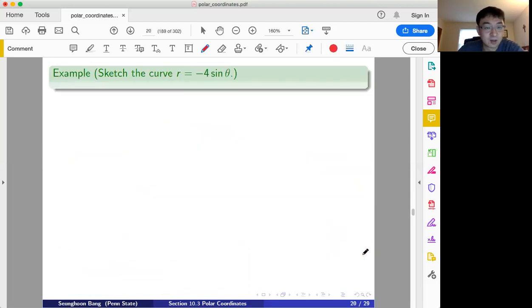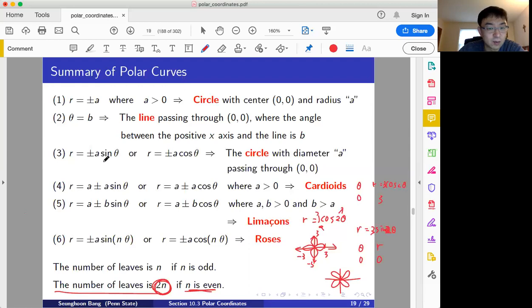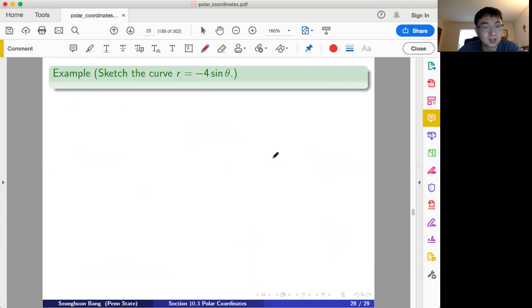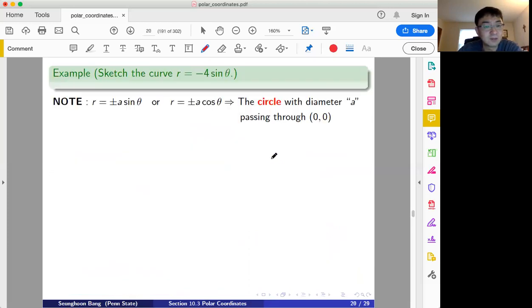The next one. How can you sketch the curve r equals minus 4 sine theta? I want to use the previous one. R equals negative 4 sine theta. We have a circle. We know this kind of thing. So like this, a circle. How can you sketch the graph? You can make a table, which is better. How can you make a table? Table is like this.